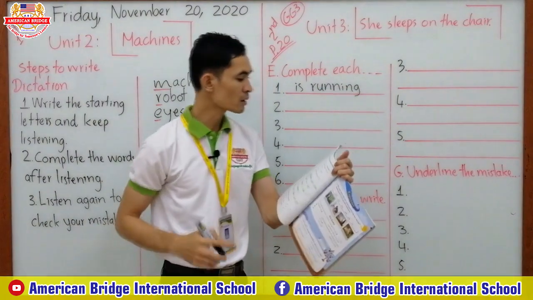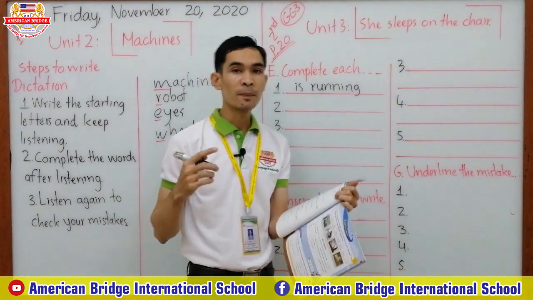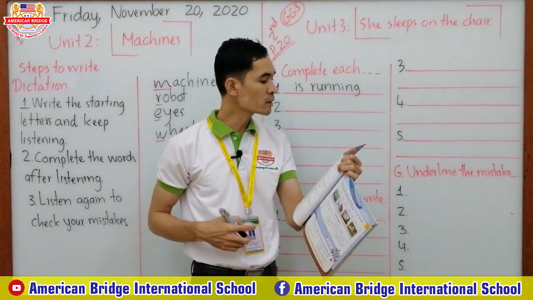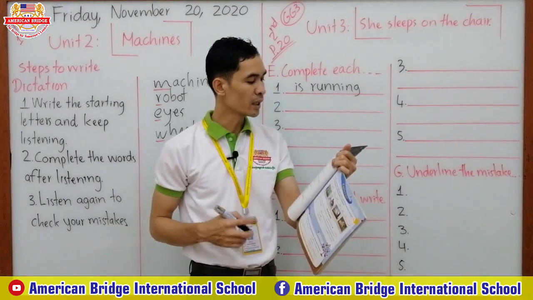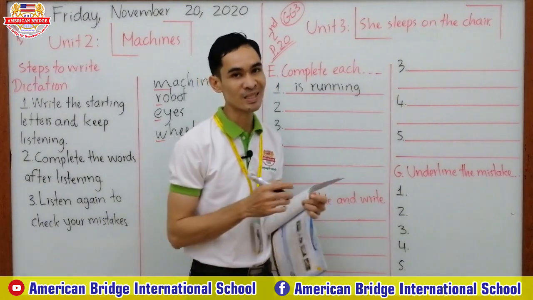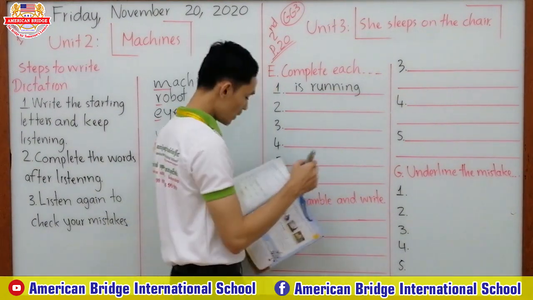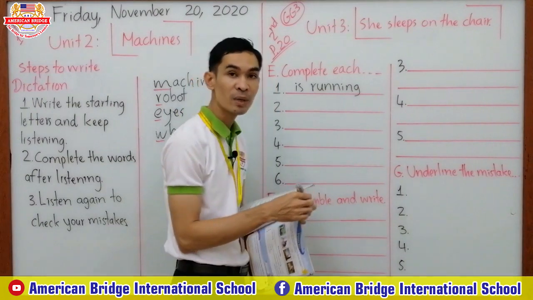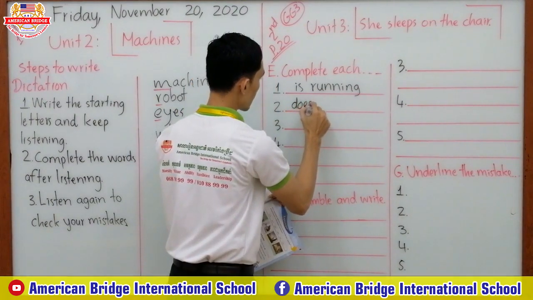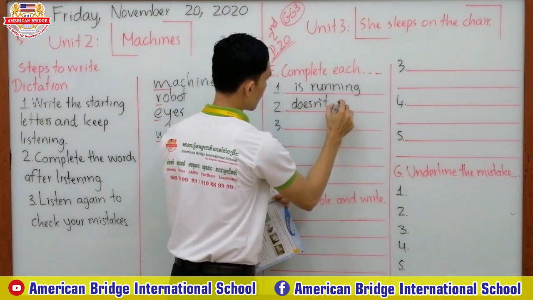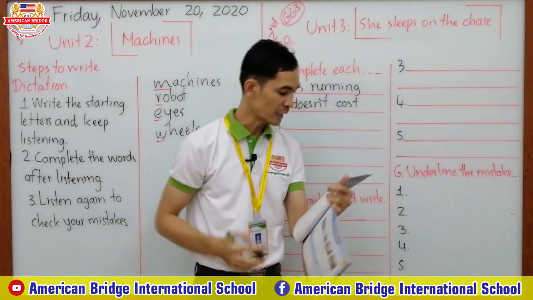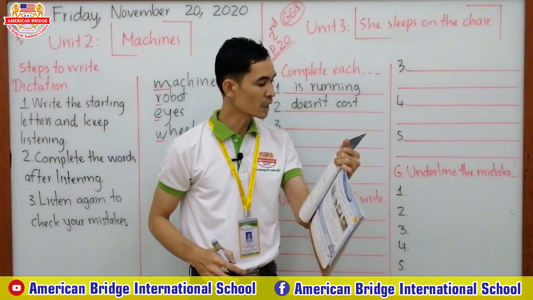Okay, how about number two? Simple present or present continuous. I want that bike, it blah blah blah much money. So this one, simple present, right? So we have not cost, so it must be doesn't, right? Doesn't or does not. Does not or doesn't cost much money.